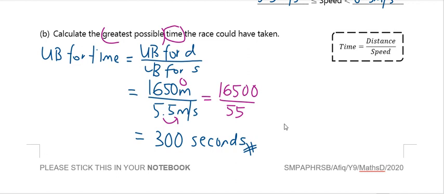So that's it for the topic of multiplying and dividing measurements. I hope that it's easy to understand. So with that, thank you very much and see you again.